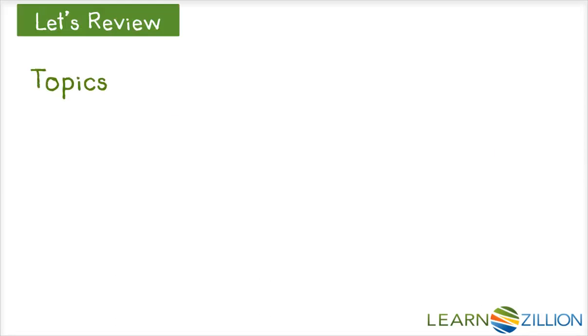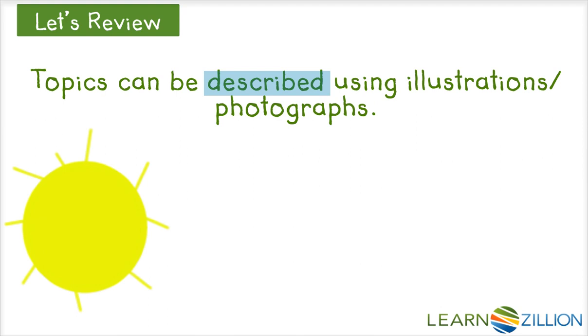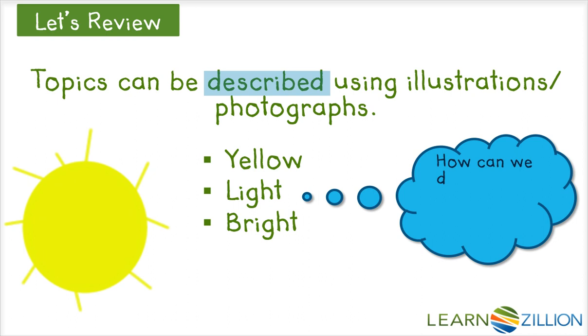Let's review. Topics can be described using illustrations or photographs. But what does it mean to describe? Well, in the past, you probably looked at images and talked about what you saw. For example, the sun is yellow, the sun gives us light, and the sun is bright. But how can we describe the events in a more meaningful way?